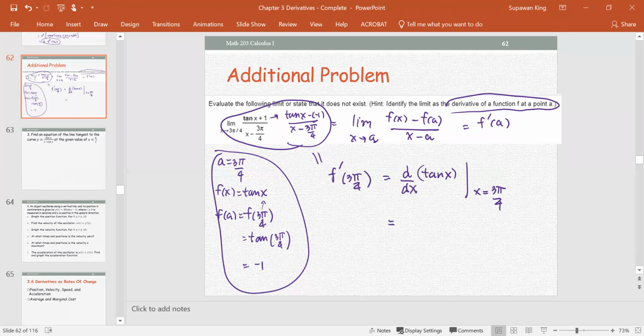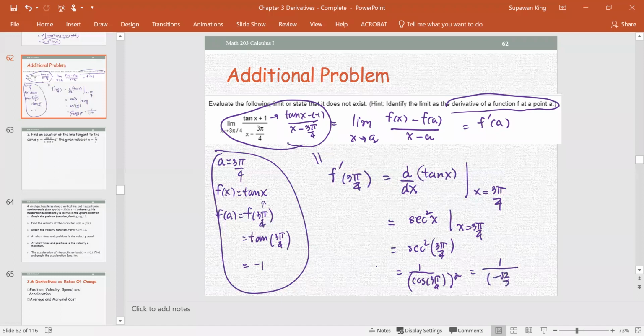The derivative of the tangent is secant squared x, and then we replace x with the value 3 pi over 4. Secant squared of 3 pi over 4 is 1 over cosine of 3 pi over 4, quantity squared. Cosine of 3 pi over 4 is negative square root 2 over 2. So 1 divided by negative square root 2 over 2 squared. That gives us 1 over 2 over 4, which becomes 2 as a result.